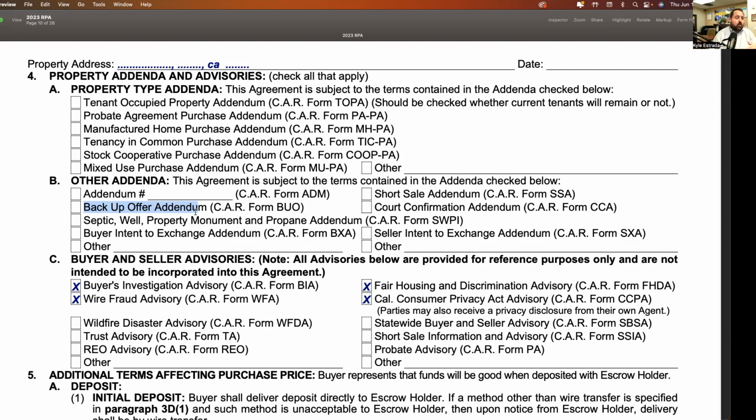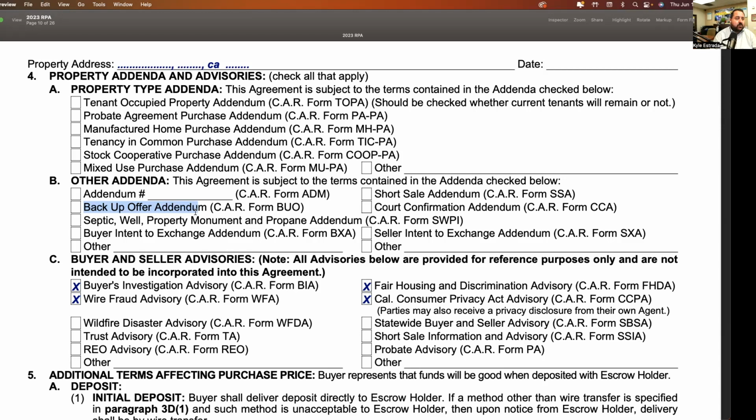Now, the septic, well, property monument, and propane addendum: if you are writing an offer on a place that has a septic, or you believe has a septic tank or has a well for whatever reason, you need to incorporate this into your offer, because after the fact, trying to negotiate it is a nightmare. Okay? So you need to make sure that that's put in.